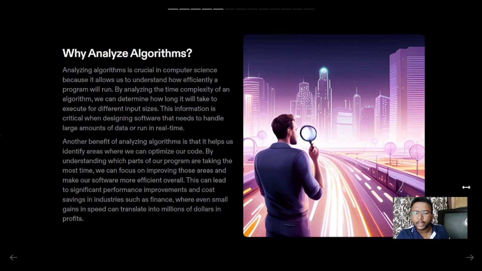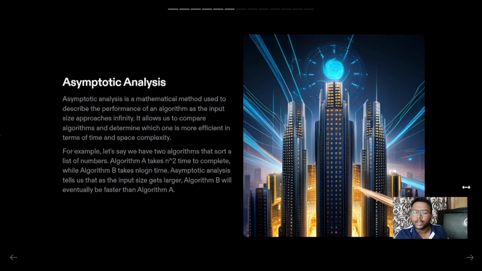Another benefit of analyzing an algorithm is that it helps us identify the areas where we can optimize our code. By understanding which parts of a program are taking the most time, we can focus on improving those areas and make our software more efficient overall. This can lead to significant performance improvements and cost savings in industries such as finance, where even small gains in speed can translate into millions of dollars in profit.